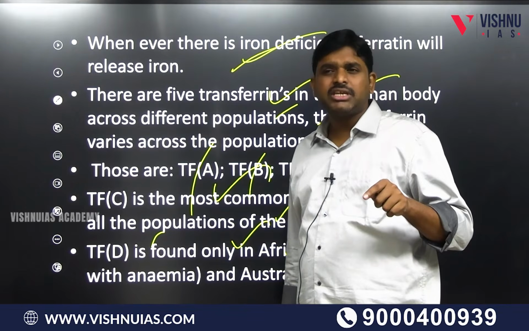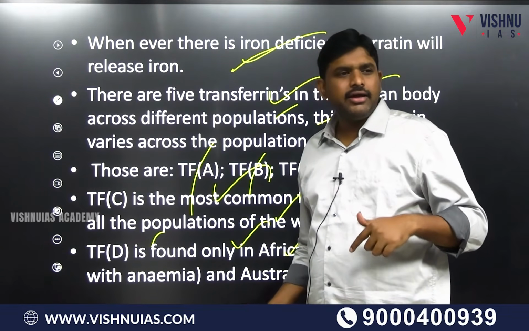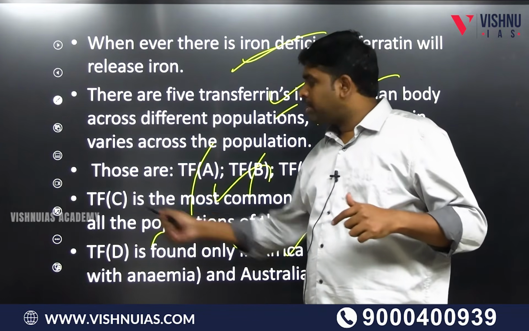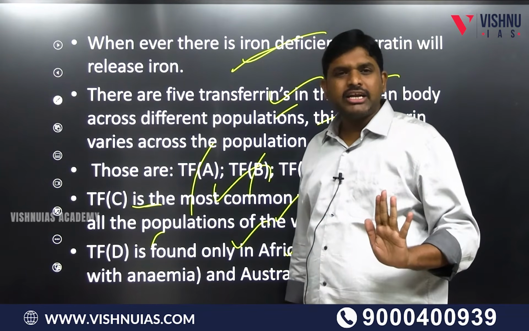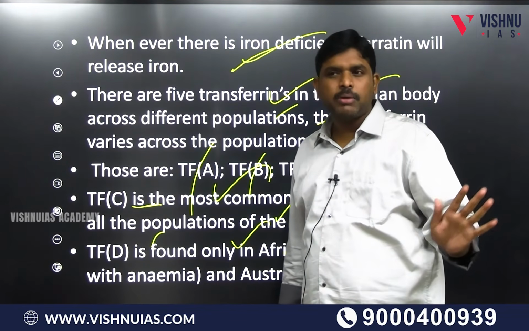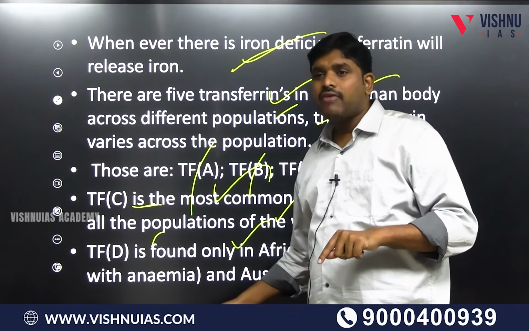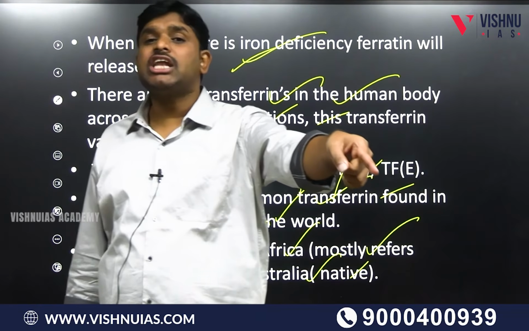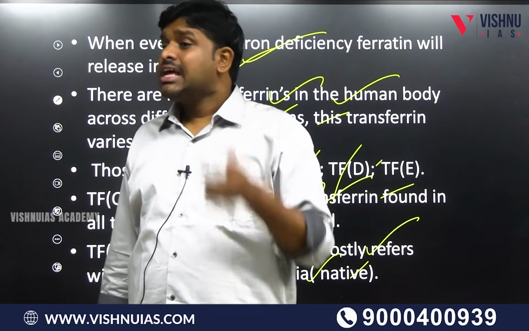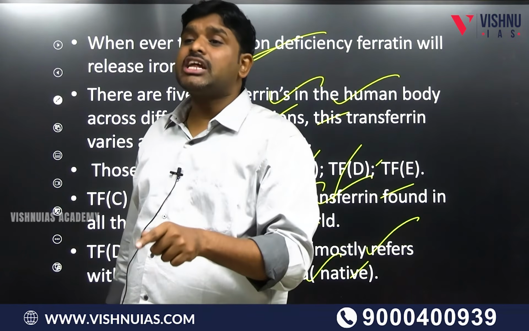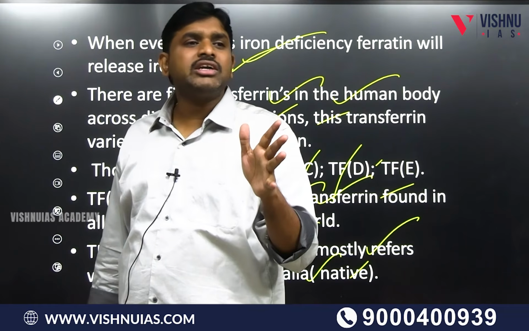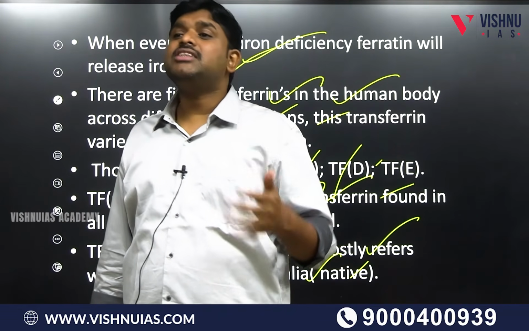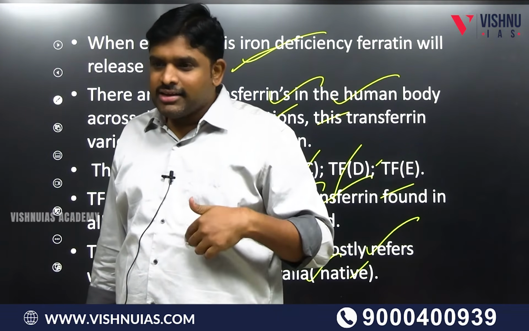Where is the TFD transferrin present? In Australia and in Africa. But what is common? TFC. Normal transferrin is what? TFC, which is present across the population. But TFD is present where? Africa. That is the reason they are suffering with anemia. African people and Australian aborigines are suffering with anemia because they have a transferrin, but which allele of transferrin? TFD, which will not function effectively. That means what? It is a genetic aberration.